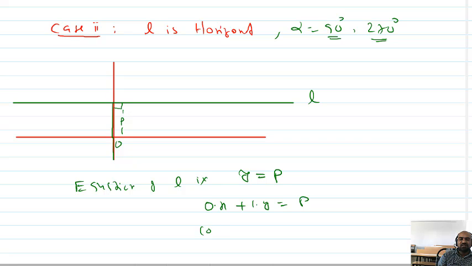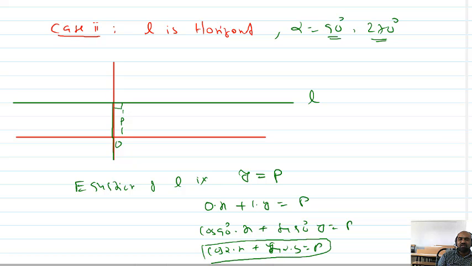Instead of 0 I can write cos alpha, no problem. Cos 90 I can write. Cos 90 x plus sin 90 y equal to P. So what is the meaning of that? Cos alpha times x plus sin alpha times y equal to P. What is the meaning of that? y equal to P is also in the form x cos alpha plus y sin alpha equal to P only. That's why a horizontal line is also in the form x cos alpha plus y sin alpha equal to P. Okay, this is one case.